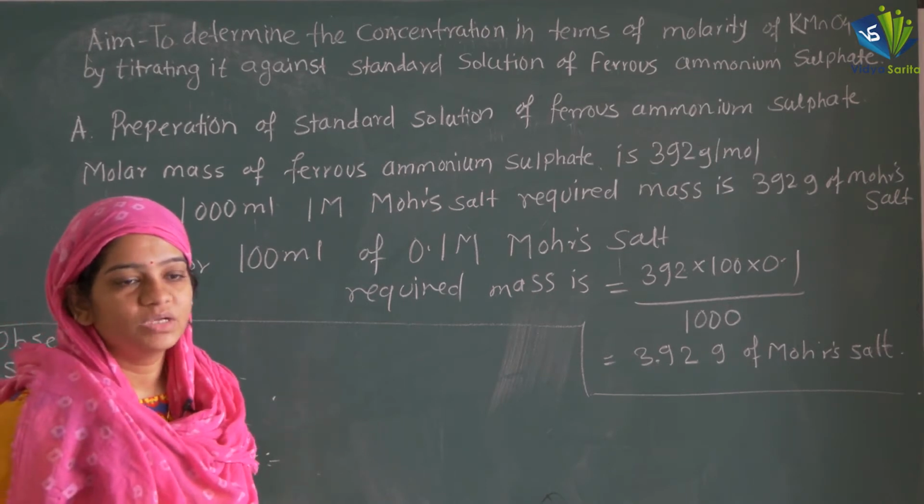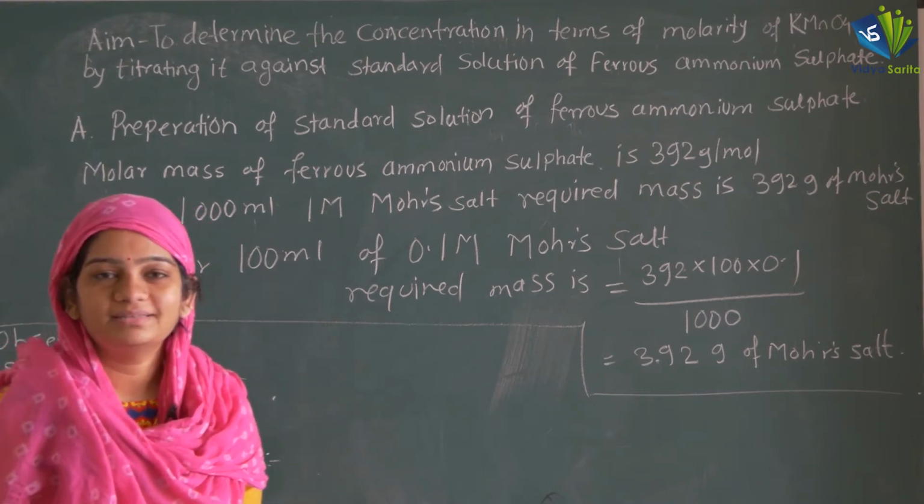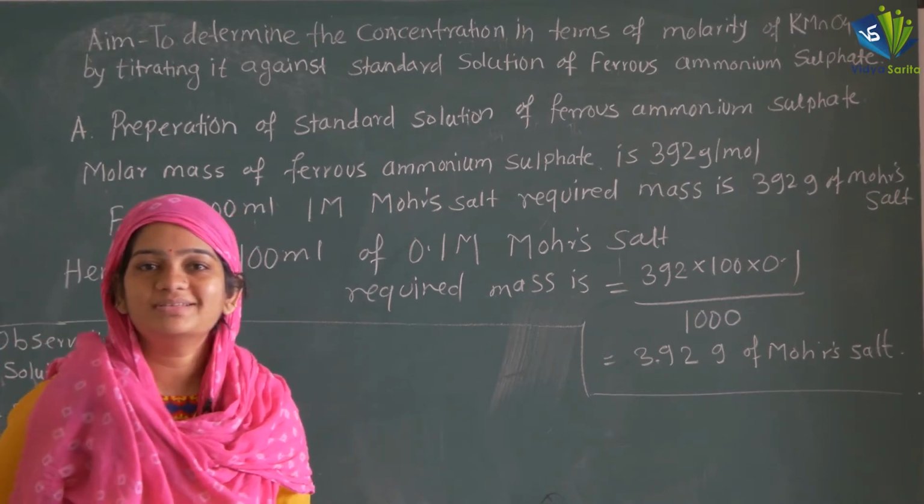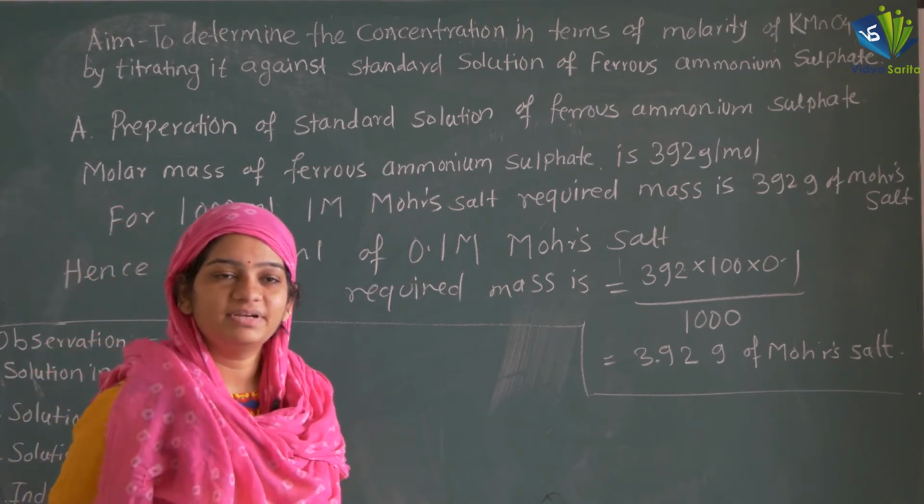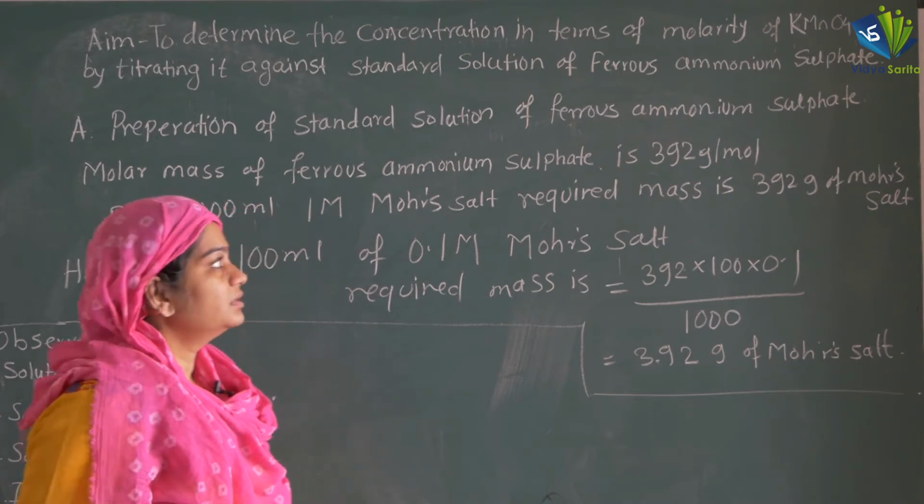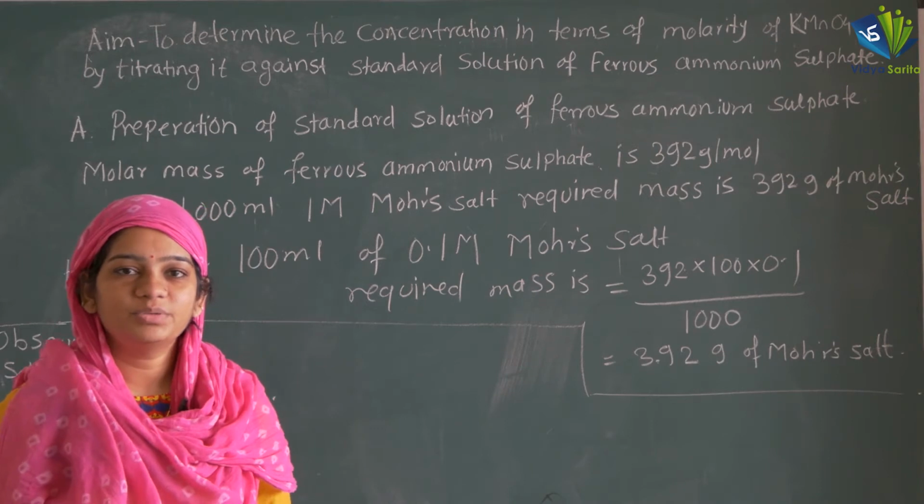KMnO4 solution. So, the theory says that the substances which occur purely in nature are used to prepare the standard solution by dissolving a definite mass in a definite amount of water. The molar mass of ferrous ammonium sulphate is 392 gram per mole.